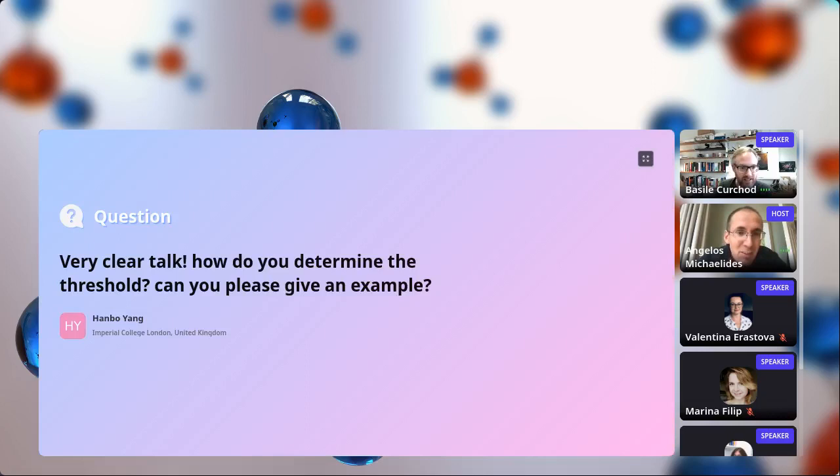I guess, so very clear talk. How do you determine the threshold? Can you give an example, yes, please? I guess you mean in the stochastic selection.